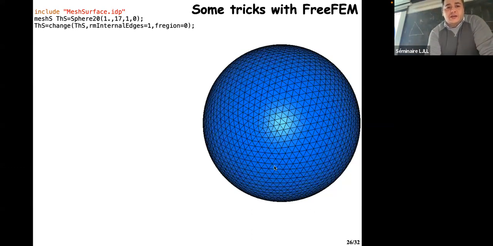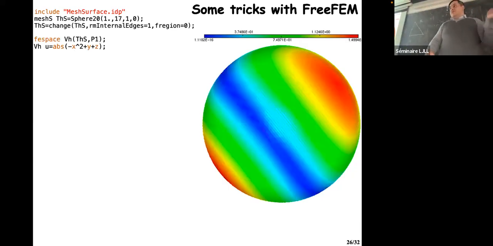I have a mesh here, so I can use include mesh surface.edp. I can generate the sphere using the sphere 20. I can remove the internal edge using change, and I can change all the regions to one region. And what I'm interested in is, I defined a solution on this sphere, and I wanted to get the isoline, one isoline on the sphere, of this function.